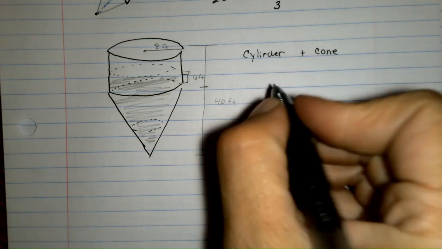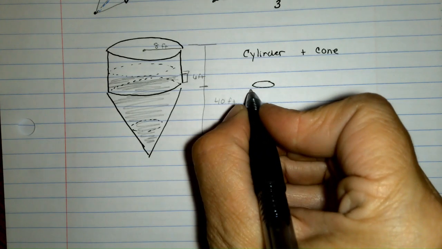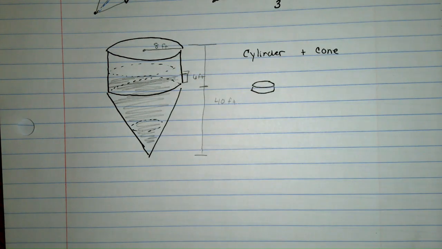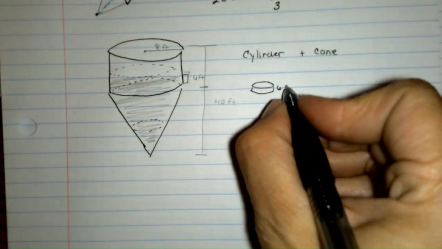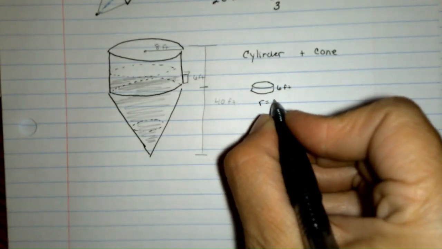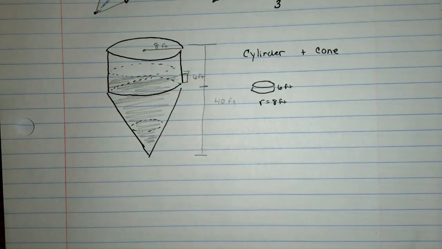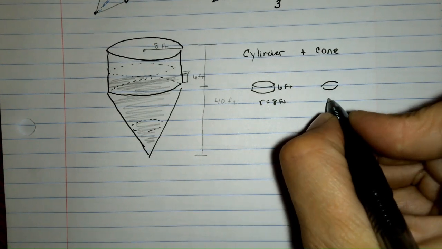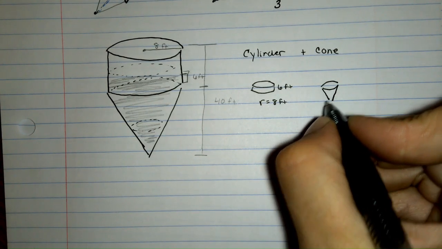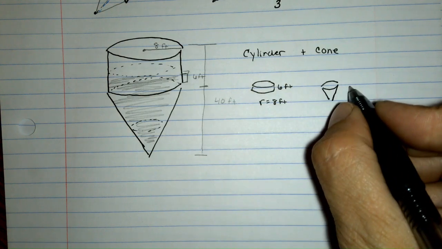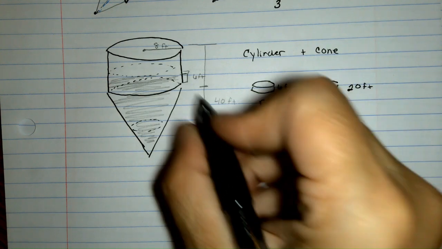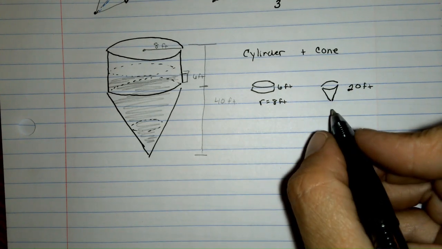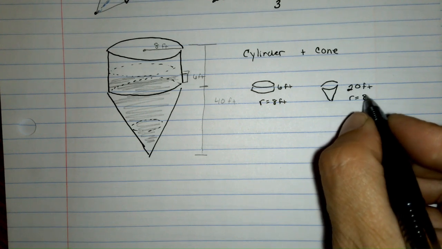Well, we have this top slice. That's this cylinder. And it's not the full 20 foot tall that our silo is. It's only 6 foot tall, but it does have a radius of 8 feet. However, the cone is completely full. And it has a height of 20 feet, because remember that transition happened at halfway. And it also has a radius of 8 feet.